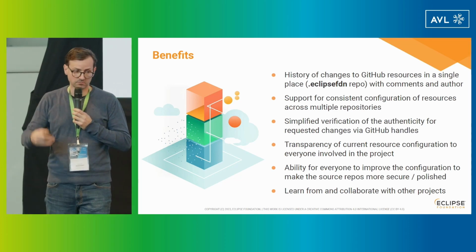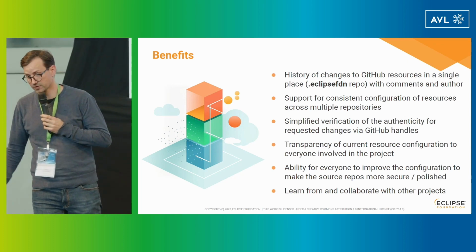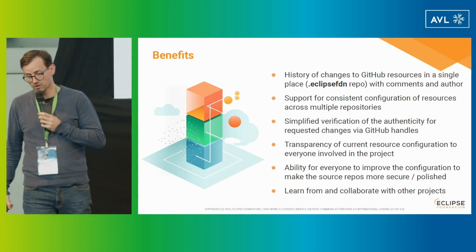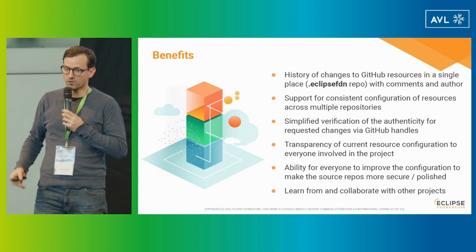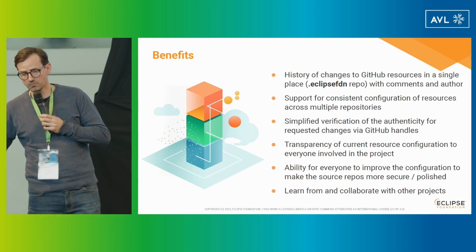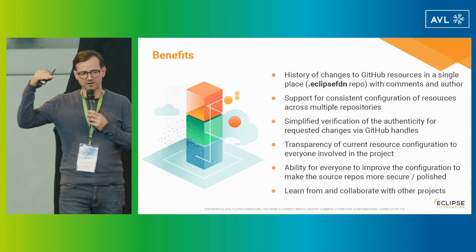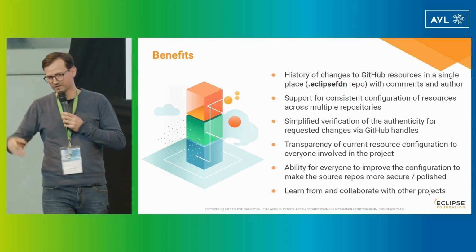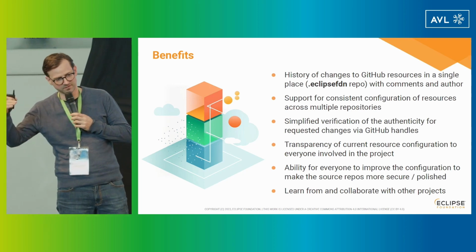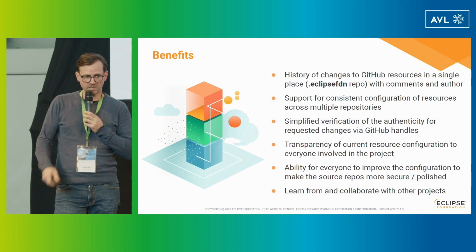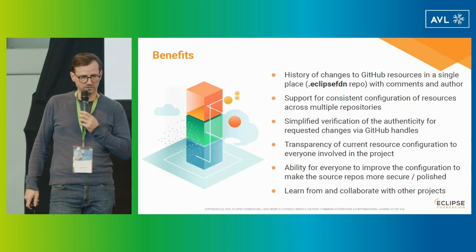It supports consistent configuration of resources. So, for example, imagine you have 20 repos in your organization, and you would like to have all of these repos with the same configuration with regard to, for example, are you allowing squash commits, merge commits, rebases, whatever, stuff like that? You can do that. I will show later in an example how this looks.